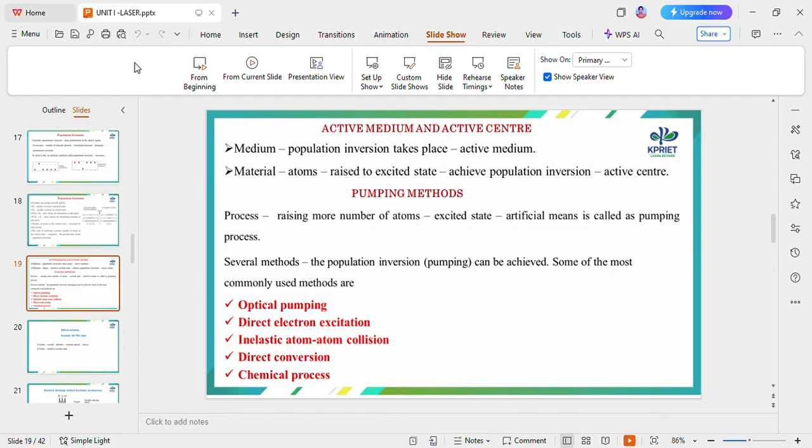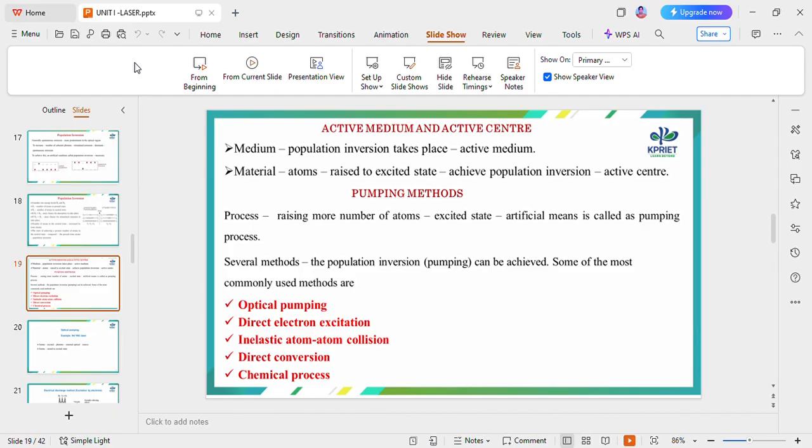So what is an active center? Active center is the material in which the atoms are raised to the excited state to achieve population inversion. So this is called the active center. In a carbon dioxide laser, for example, the carbon dioxide molecules are excited and they produce the laser beam. So even though we have a mixture of gaseous molecules, carbon dioxide is called the active center.